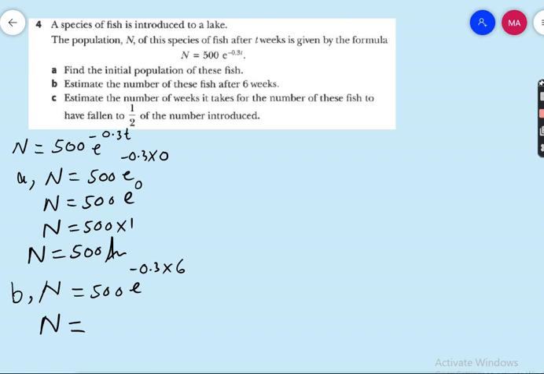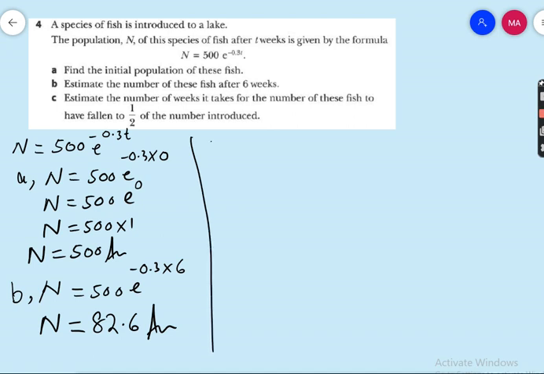500 multiply by, press shift, then ln, e power minus 0.3 multiply by 6. The answer is 82.6. That's it. This is the answer. So this is the population of fish, 82.6.